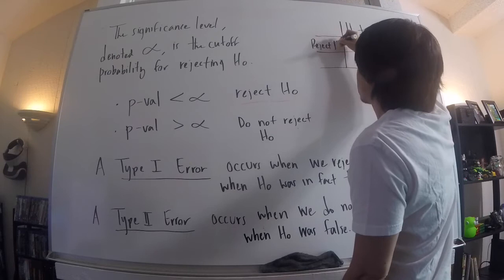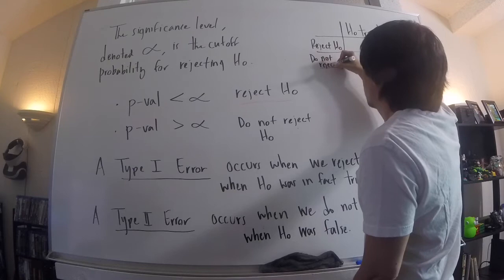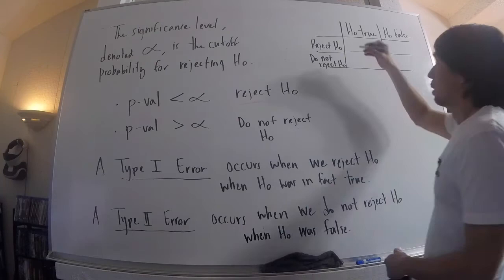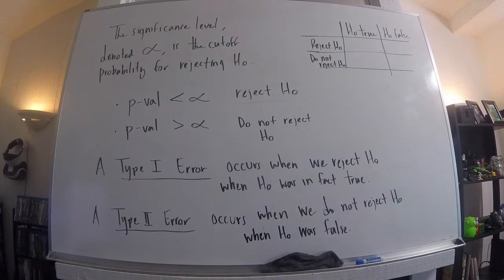Okay, you could reject the null, or you could not reject. You'll see this on your formula sheet, so I'm writing it small because I just want to refer to it, but if you look at your formula sheet, it's at the bottom. Okay, can you see that? Yeah, you're good.